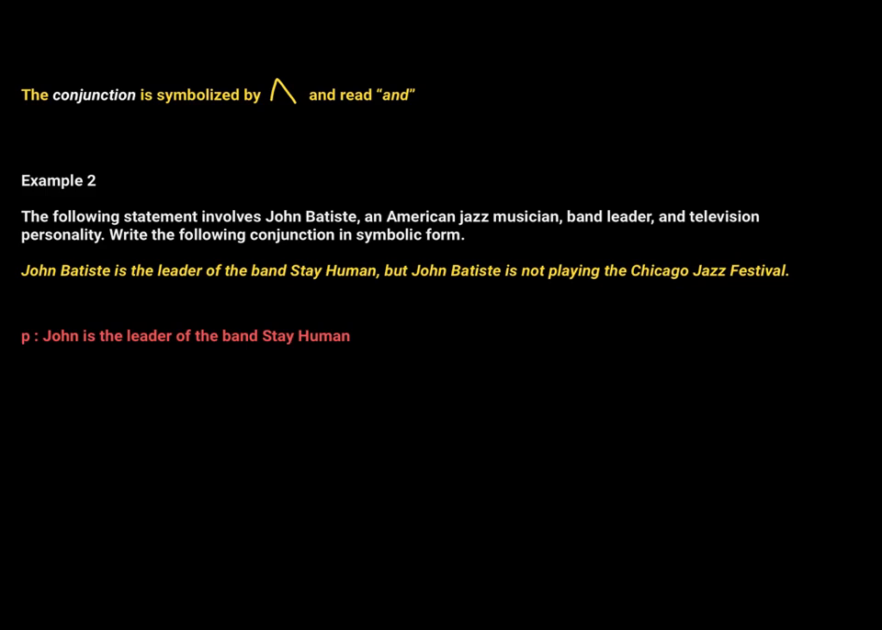And then the next statement, maybe I'll choose a letter Q. I'm going to let Q represent the statement that John is playing the Chicago Jazz Festival. Remember, we choose letters like P, Q, and R to represent statements that are not negated, all right? All right, so we have P and Q, and they each represent these two simple statements.